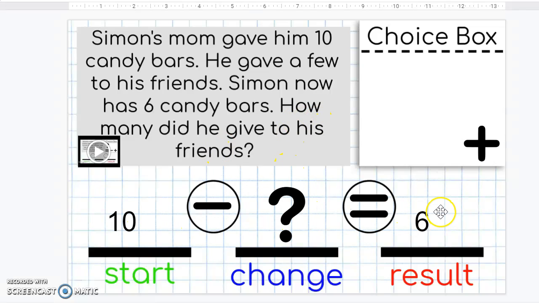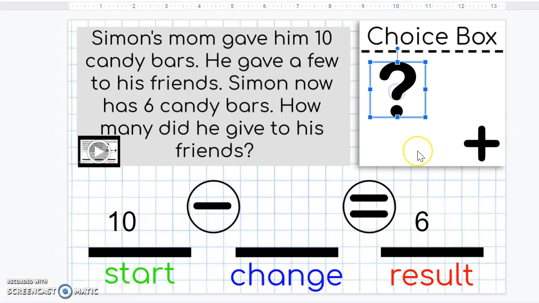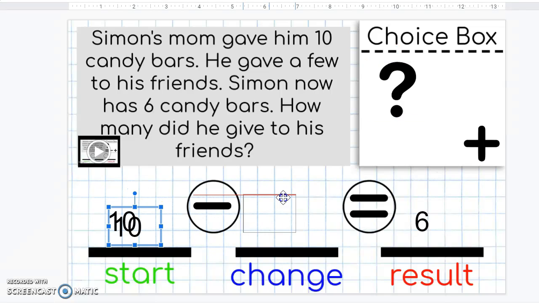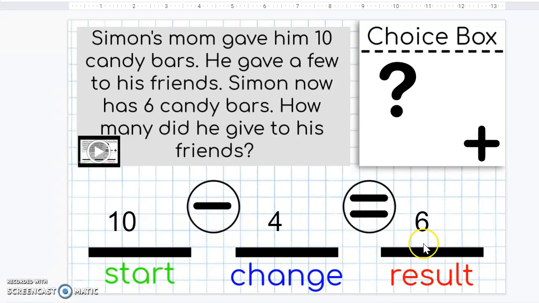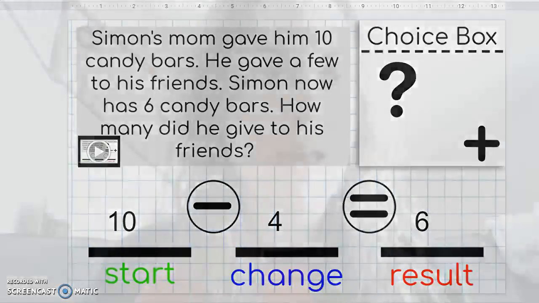So after you set up your equation with your question mark for your unknown number, you would take that question mark away, and using a hundreds chart, using counters, using your fingers, whatever you want to do, you're going to find out what number is missing. And I know that 10 take away 4 equals 6. That's how many candy bars he gave away.